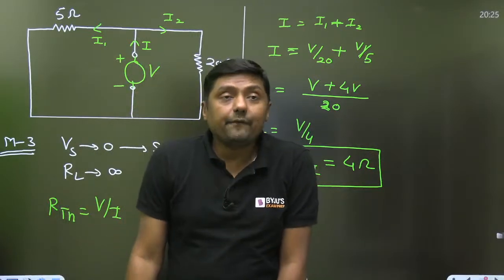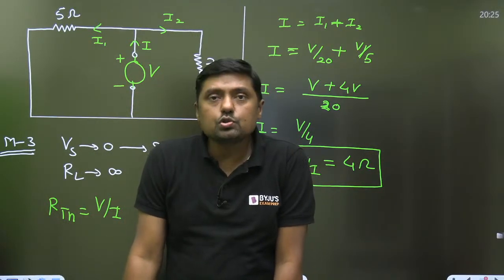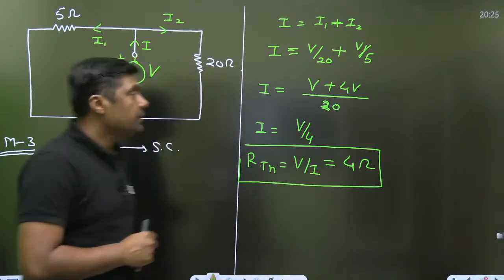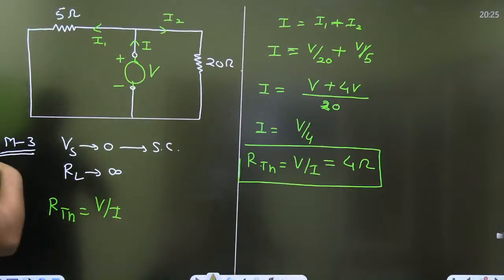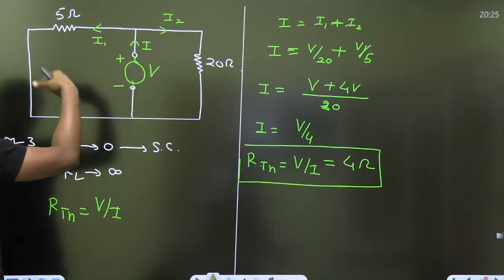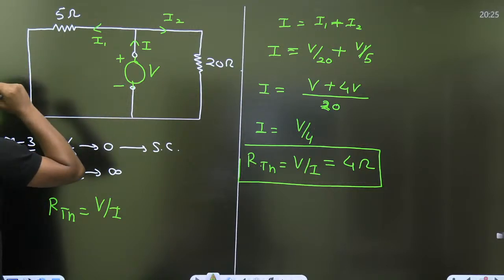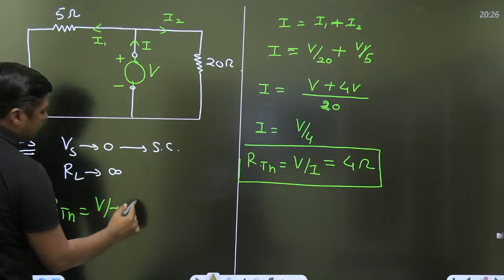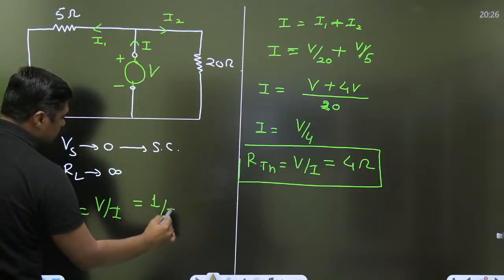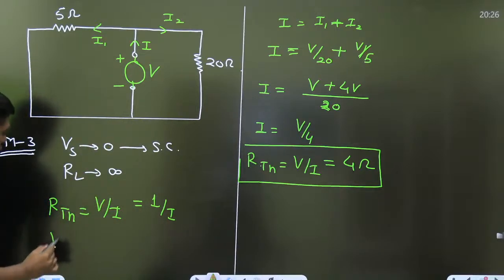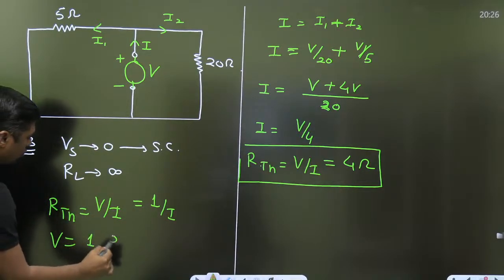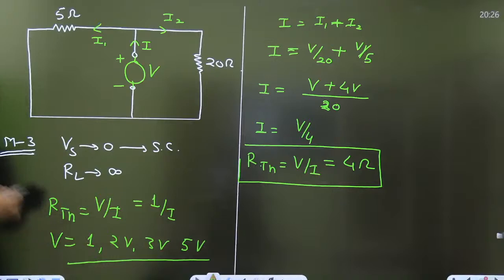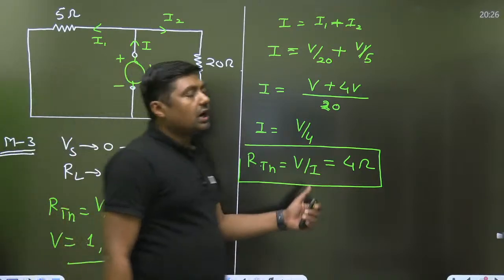So now in every numerical you can use all these three methods, but what is the limitation of this method? Always remember, in the third method we are connecting the V battery, or you can connect a 1 volt battery. If we connect 1 volt, it will become 1 by I. If you connect V equal to 2 volt, it will become 2 by I. You can put 1 volt, 2 volt, 3 volt, 5 volt, or any volt, or general V volt. Then you will get the answer 4 ohm.